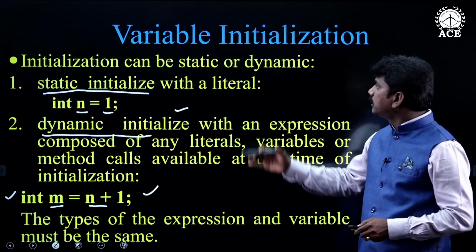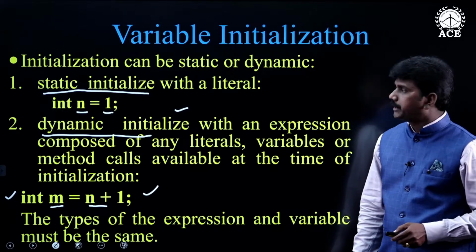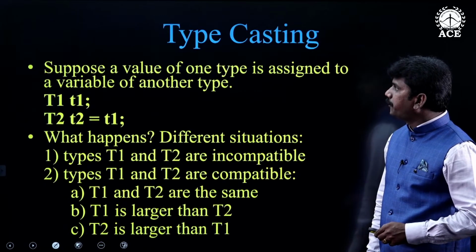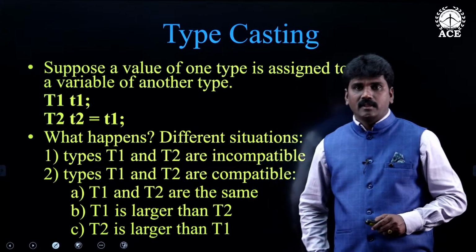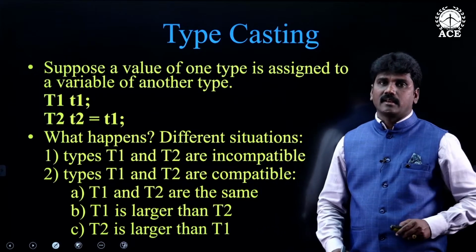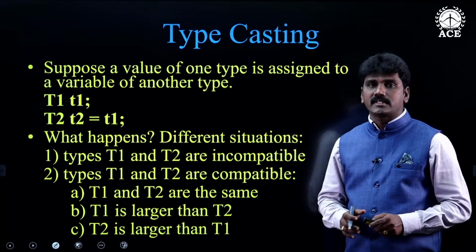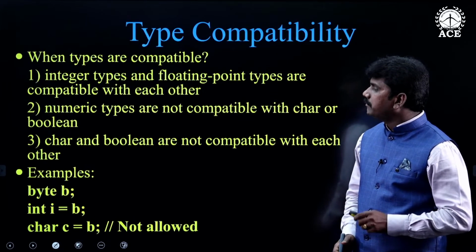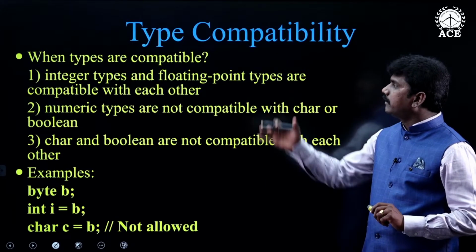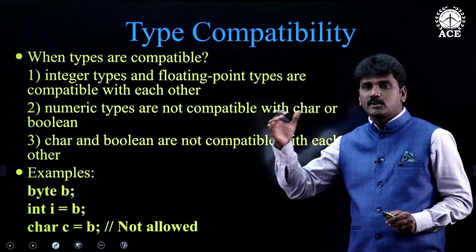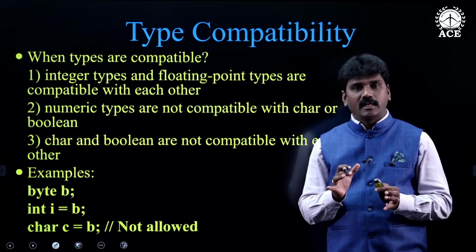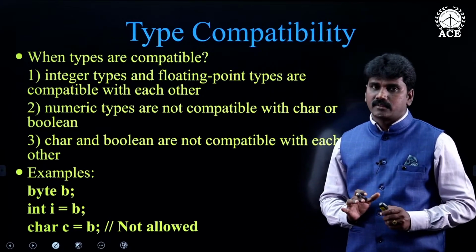Right? This is about the variable initialization. Next one, if we consider the second one, is typecasting. What is this typecasting? For understanding of this typecasting, we can see another point, type compatibility, let us understand, and then slowly we can see the typecasting. It is the easiest one.